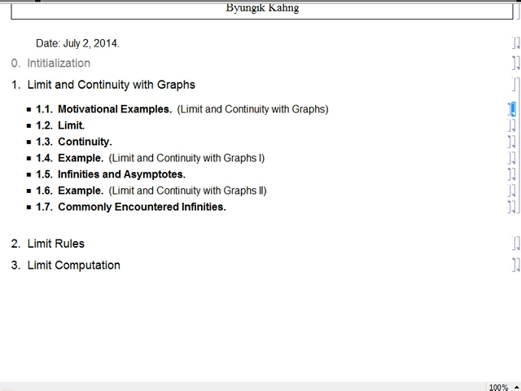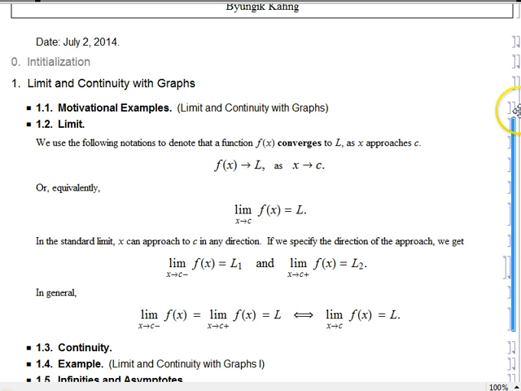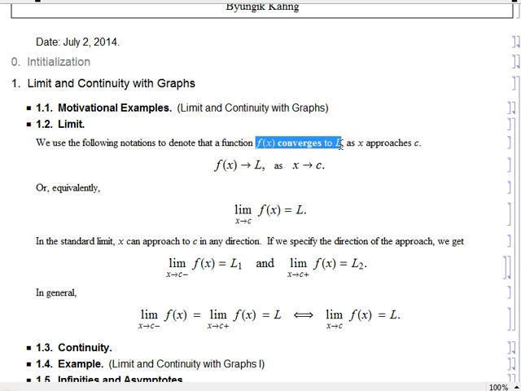Alright, let's review what we just talked about using those motivation examples. The limit concept, or limit notations, more precisely speaking, can be expressed in this fashion. We read function f of x converges to L as x approaches C, just like the examples, the graphs we saw before. And we say the limit as x approaches C of f of x is equal to L.